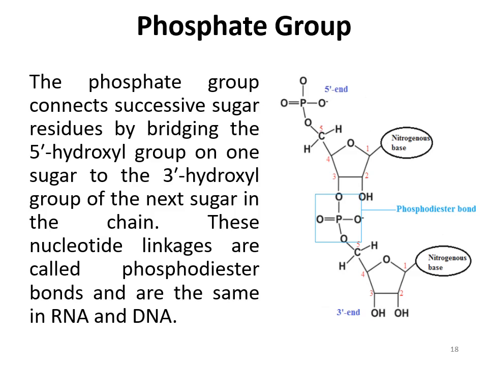The phosphate groups connect successive sugar residues by bridging the 5-hydroxyl group on the sugar to the 3-hydroxyl group of the next sugar in the chain. These nucleotide linkages are called phosphodiester bonds and are the same in RNA and DNA. So here you can see that there is a bridge between one nucleoside and another, and the phosphate group is bridging between them. From one nucleotide it is attached to the 5 carbon, and for the other nucleotide it is attached to the 3 carbon of the pentose sugar. So it forms a bridge, and it is termed a phosphodiester bond.